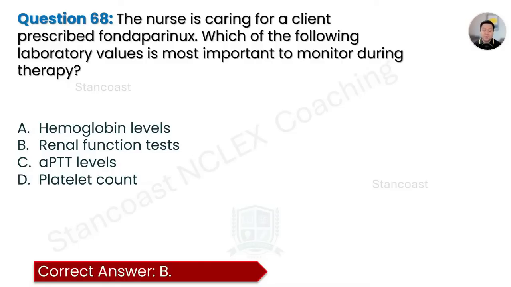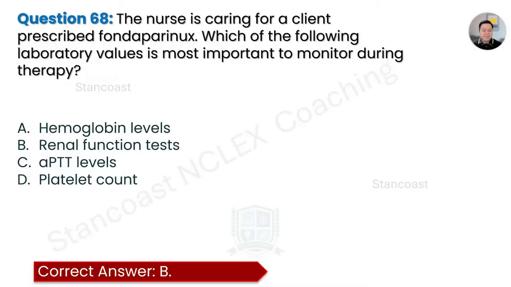function crucial to monitor. And so if there is going to be an impaired kidney function, this can lead to accumulation of this medication and will increase the risk of adverse effects. And so your task here is to recognize that this drug's pharmacokinetics involves renal excretion. So you have to eliminate those options unrelated to renal function or the drug's mechanism of action.